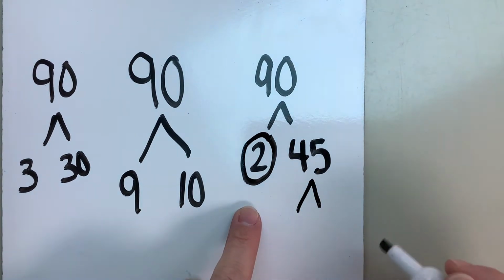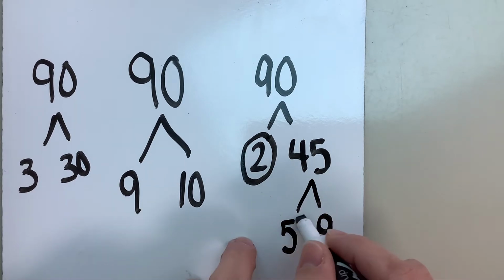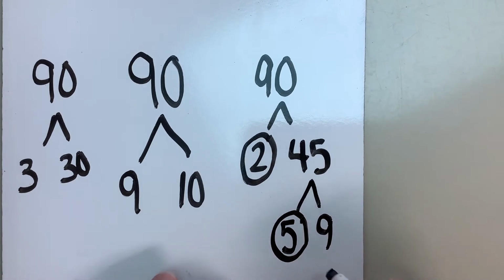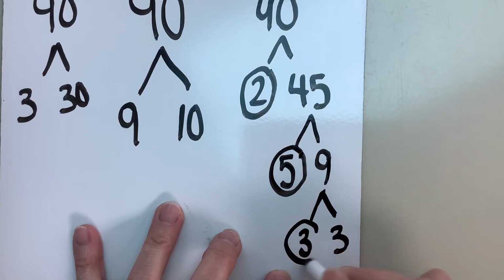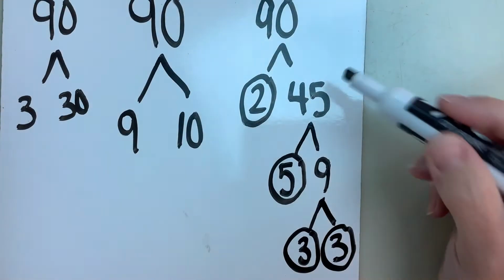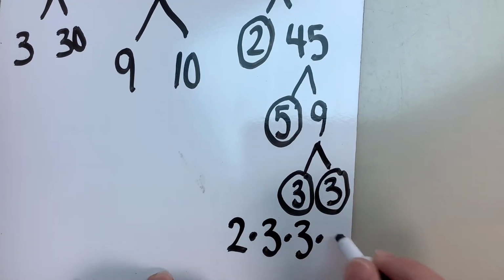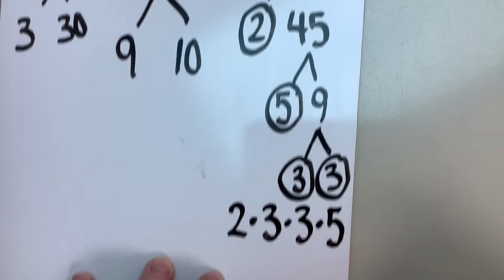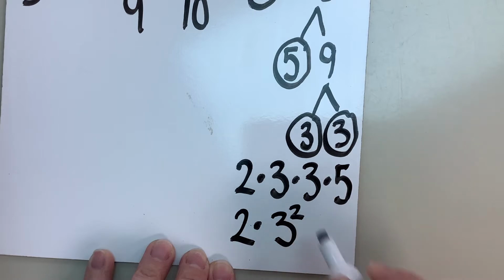Then we're going to break 45 down to 5 times 9. 5 is a prime number, so we're going to circle that. And then we're going to break 9 down to 3 times 3, and those are the prime numbers. Now, the prime factorization of 90 is written 2 times 3 times 3 times 5. We could also write this as 2 times 3 squared, because there are 2 factors of 3, times 5.